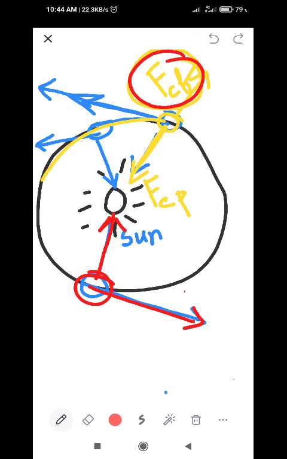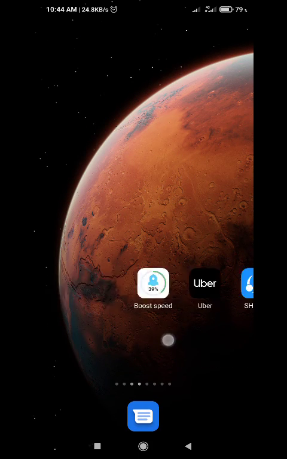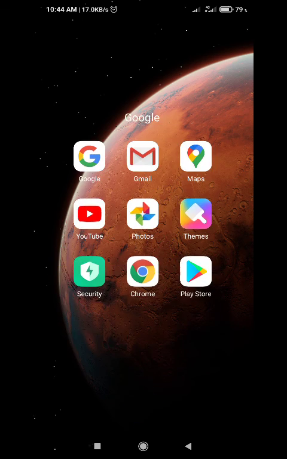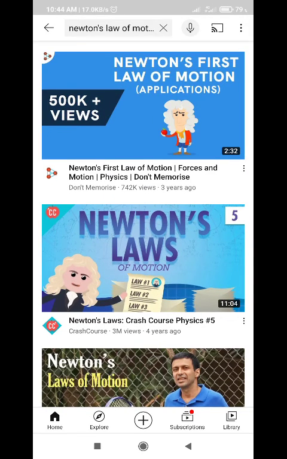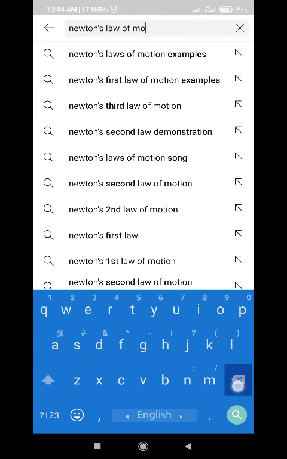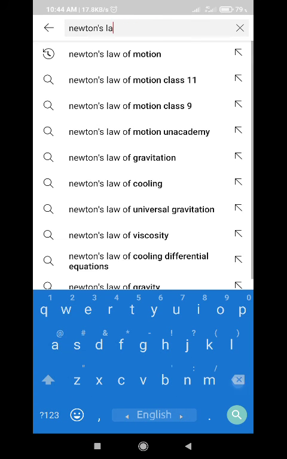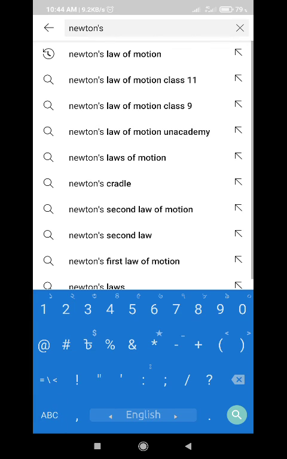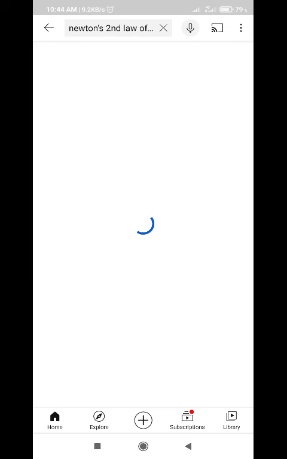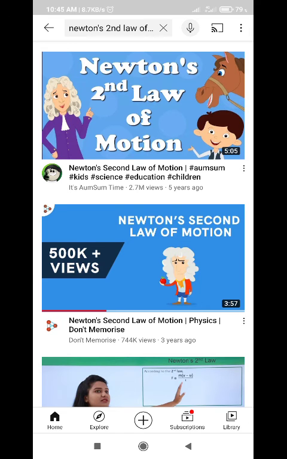So what I think, I want to show you first law, and second law. First law, though I have given you the example, but I want to show the second law of motion. Second law of motion. This is the second law of motion, right?